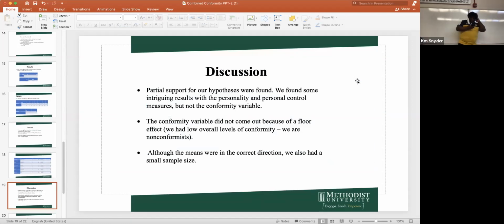The discussion: partial support for our hypothesis was found. We found some intriguing results with the personality and personal control measures, but none with the conformity variable. The conformity variable did not come out because of a floor effect. We had overall low levels of conformity. Although the means were in the correct direction, we also had a small sample size. Next slide.